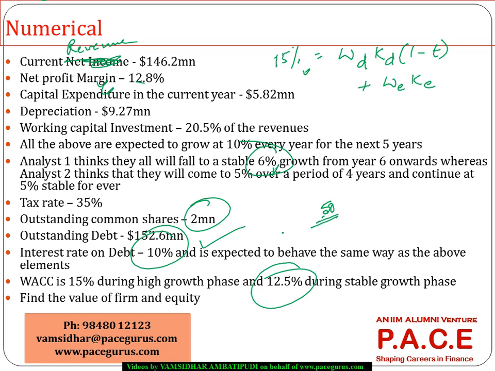In this numerical I don't have the cost of equity separately, but once I know the weightage of debt, we know the cost of debt, which is 10%, and we know the tax rate. Once I know the proportion, I will know the cost of equity also. From here I will find the weightage of equity also. The only variable left is the cost of equity, so I can use it as part of my discounting.